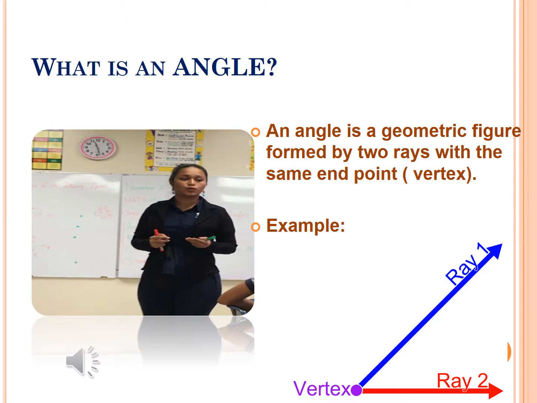What is an angle? First of all, we need to know what an angle is. An angle is a geometric figure formed by two rays with the same endpoint. That endpoint is going to be the vertex.